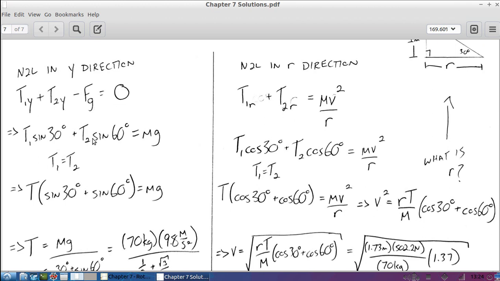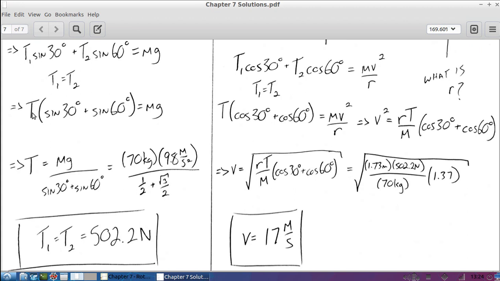So these two tension components are equal to mg. But T1 is equal to T2, so I'm just going to call them T and factor it out from both of these terms. Now I have T times the quantity sine 30 plus sine 60, which is equal to mg. I'm going to divide both sides by the quantity in parentheses to get T by itself. So T is mg divided by the sine of 30 plus the sine of 60.